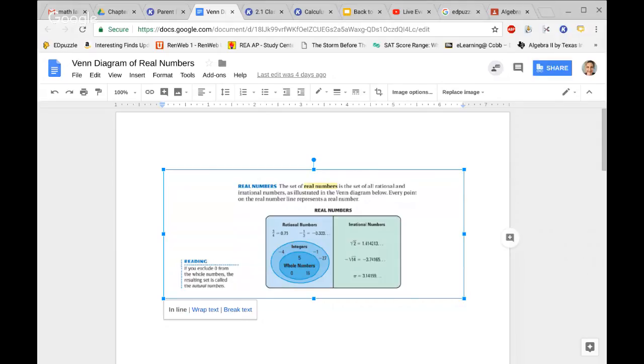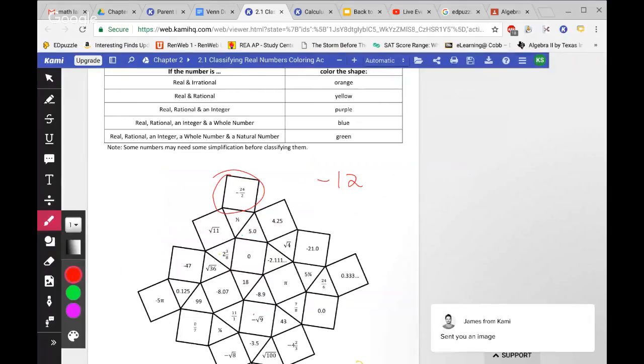But a rational number wouldn't necessarily be a whole number. It's like in geometry, you've probably heard the expression that a square is a rectangle, but not every rectangle is a square. It's along those same principles. So negative 12 is an integer, and because it's an integer, it's also a rational number and a real number. So I would color that one purple.